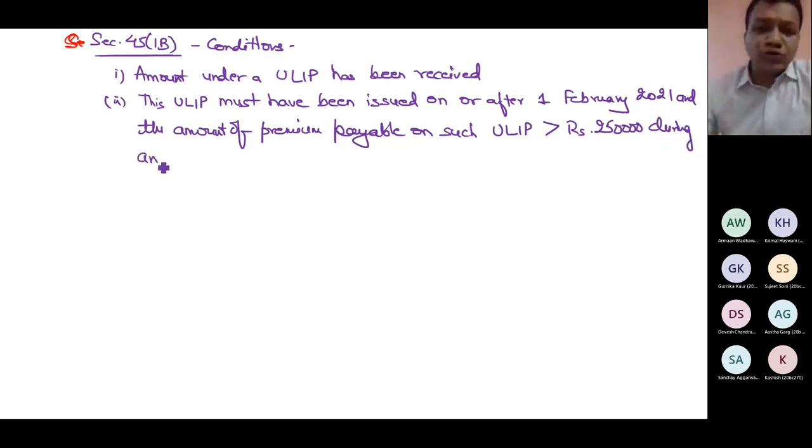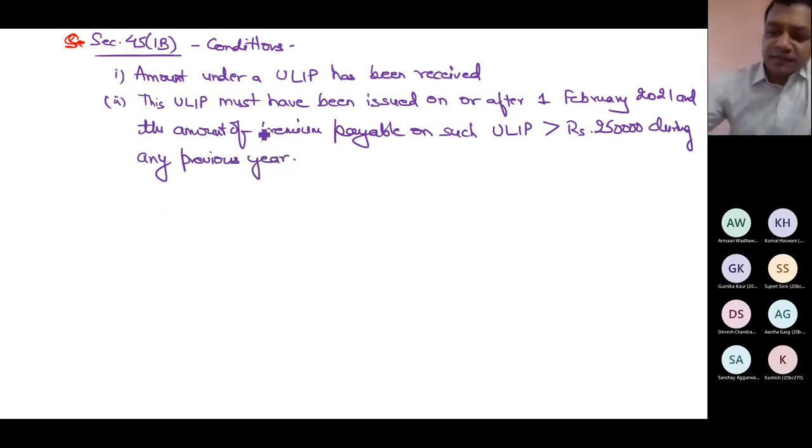If till today you are investing in a ULIP where the premium payable is not exceeding 2,50,000, when you receive the amount there is no need to compute income under the head capital gain. It is not for everyone; it is for the people who are rich enough to pay a premium of more than 2,50,000 per year during any previous year. If you are not paying a premium of more than 2,50,000, there is no need to compute income under capital gain when you receive the amount from this ULIP, when it is surrendered or when it matures.